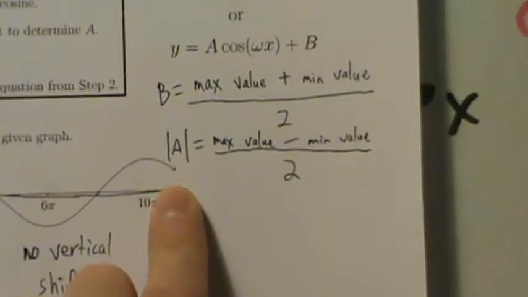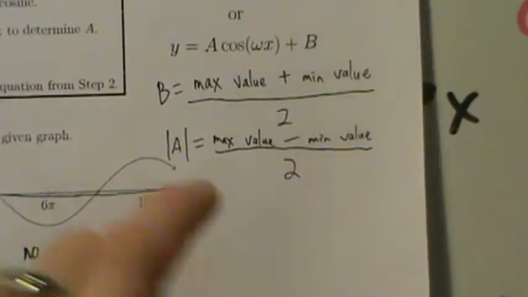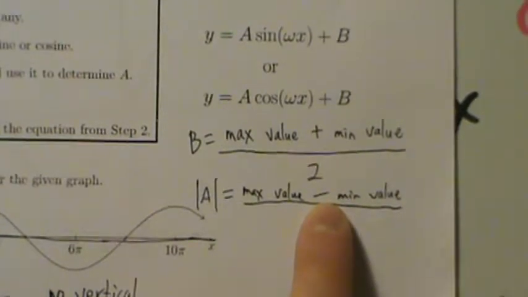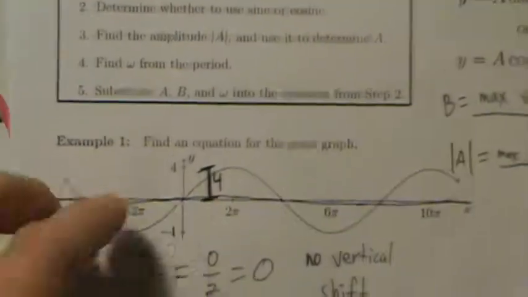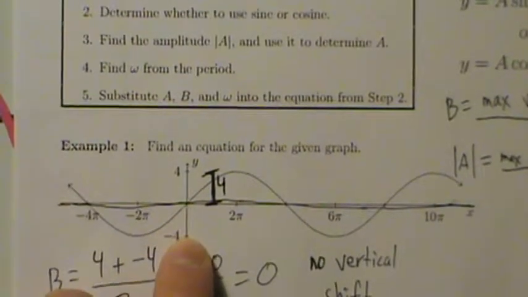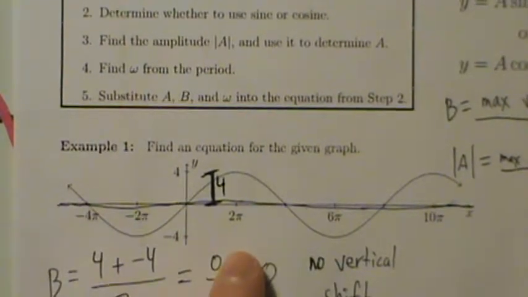So remember, absolute value of a is max value minus min value divided by 2. So why is this one minus? Well, it's minus because remember, the amplitude gives you the distance from the max to the middle, or really from the middle to the min. We talked about that in a separate video.